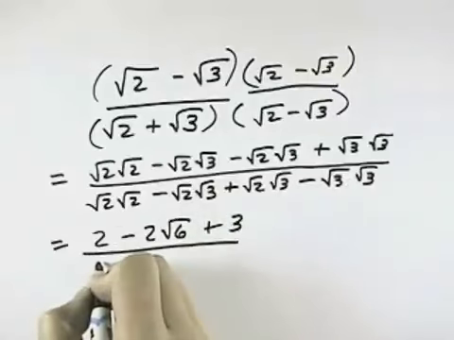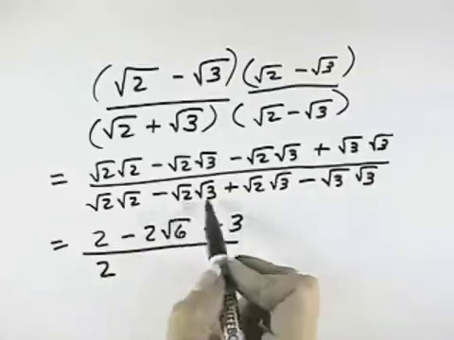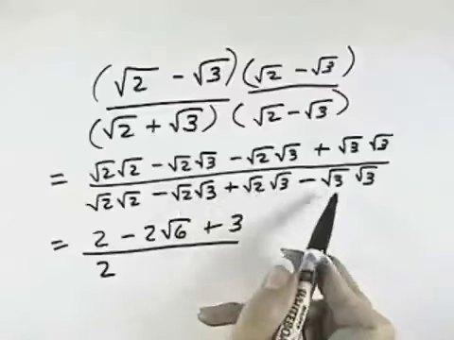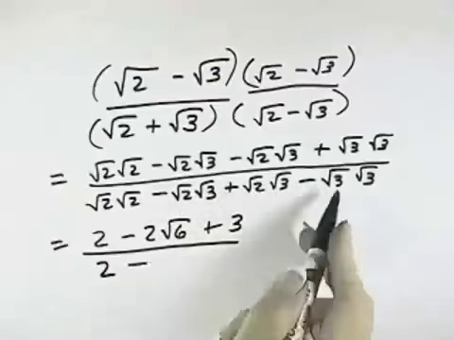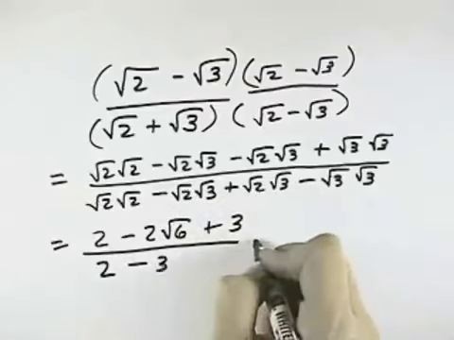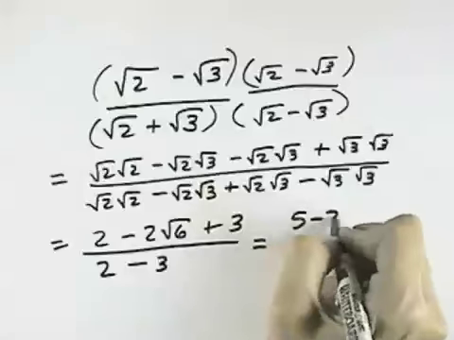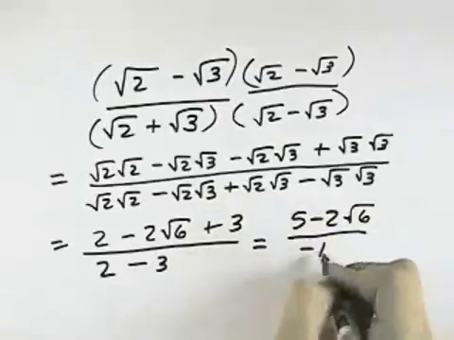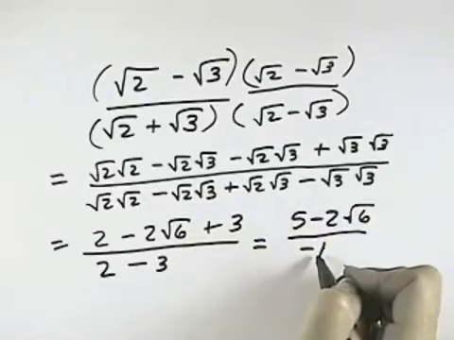The denominator, I've got 2, and then a minus square root of 6 and a plus square root of 6. So those two cancel each other out, and then a minus 3, because the square root of 3 times square root of 3 is 3. So the numerator is 5 minus 2 times the square root of 6, while the denominator is 2 minus 3, or negative 1. But I don't need to leave a negative 1 in the denominator.